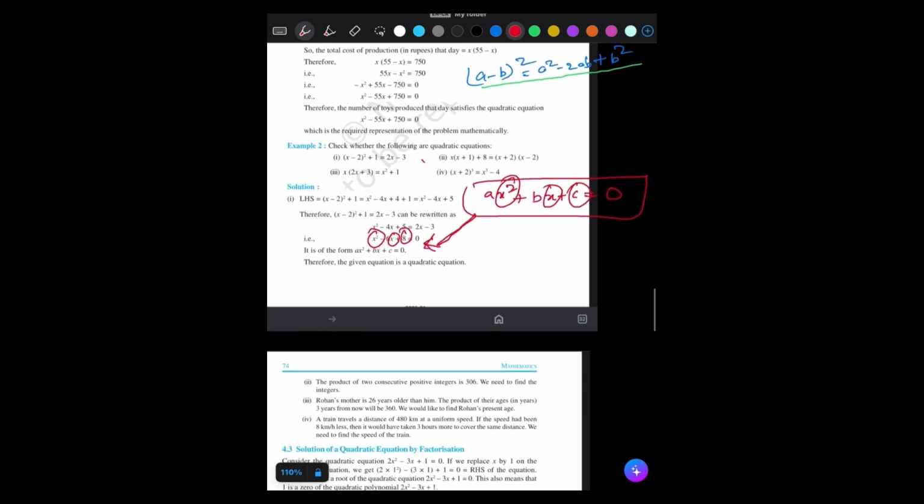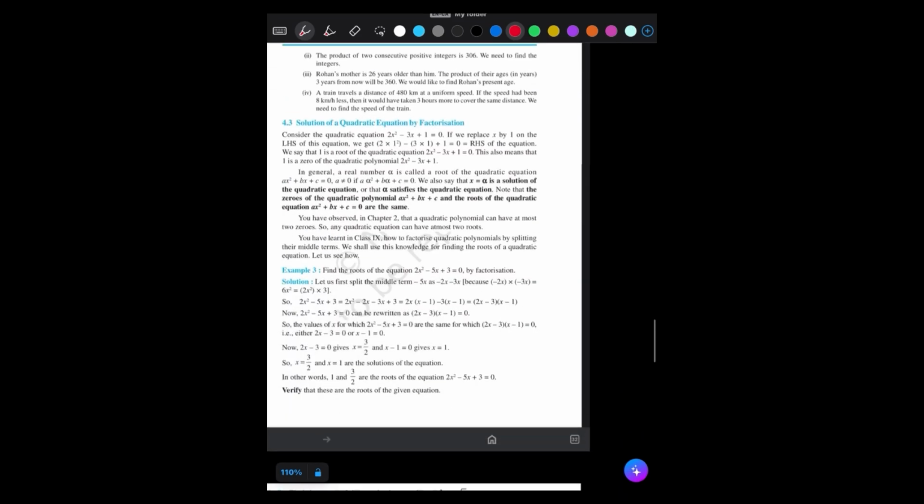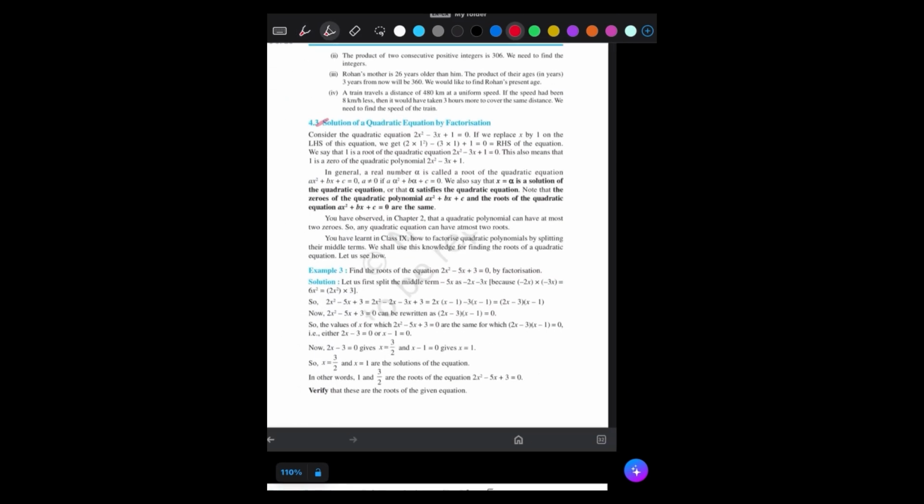Likewise, we need to solve one by one. Basically, this is how we find out whether the given equation is quadratic or not. So back to the concept: solving quadratic equation by factorization.